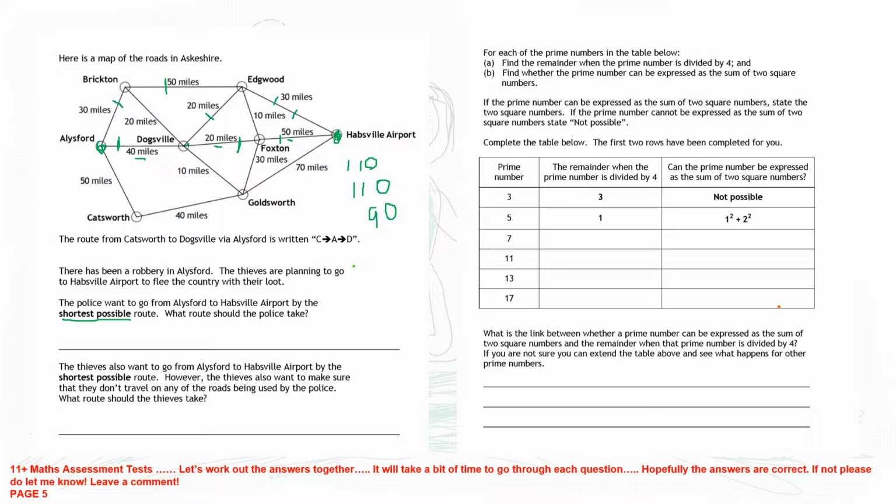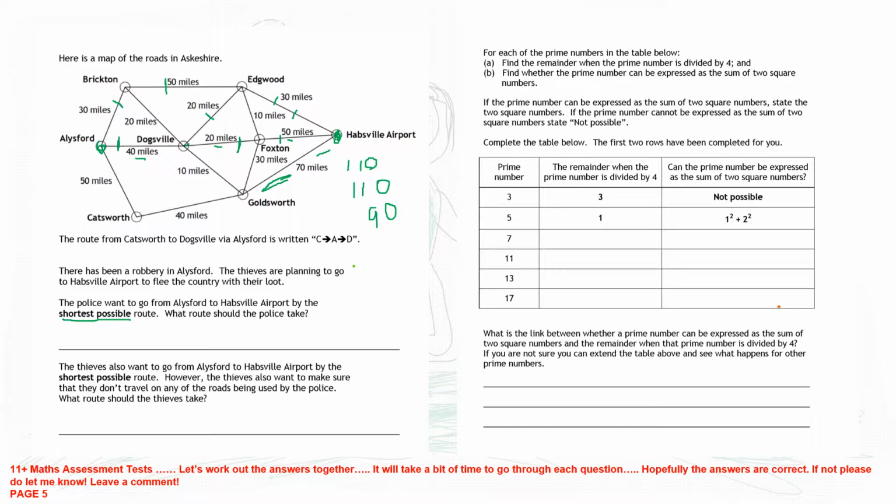We can also take Chatsworth, which is 50 miles to Chatsworth, and then 40 miles to Goldsworth, which makes it 90, and then adding 70 miles, which is a lot. So I think that is not where we want to go. We would stick to the routes this way. It's either this, the Aylesford to Dogsville to Foxton to Habsville Airport, which gives us 110, but that 110 is not the shortest possible route.